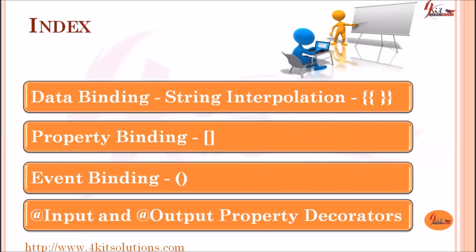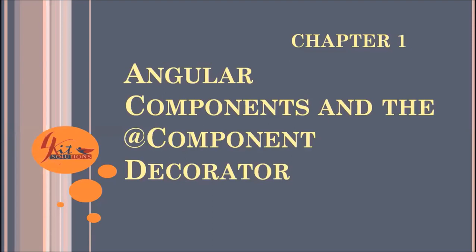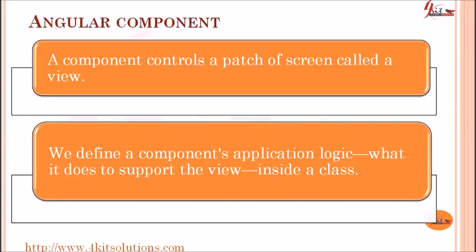In data binding, we'll cover string interpolation, property binding, event binding, and input and output property decorators. So these are bindings which bind the fields of my template. Template is your view. View is your HTML, which binds the value of your template with the value in your TypeScript file. Okay, so Angular components and the component decorator.